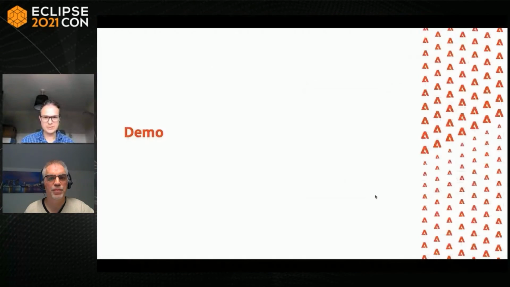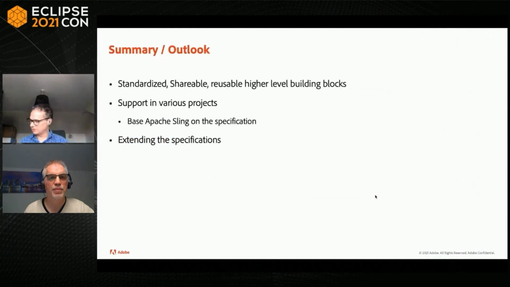Okay, going quickly back to the presentation, just the outlook of the whole idea. Obviously, features give you nicely standardized, shareable, reusable, higher level building blocks. We would like to see that they are supported in the various projects. We want to, for example, bring Apache Sling up to the specification, but hopefully other projects will do that as well and start supporting this specification. And another thing we are planning on doing is adding new specifications in OSGi that build on top of the feature model.